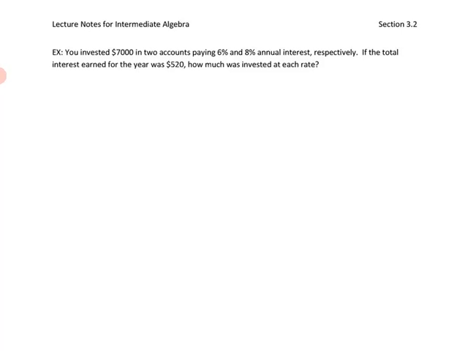Here's a problem of mixed investment. Let's say we are investing $7,000 in 2 accounts. One account pays 7% annual interest, the other pays 8% annual interest respectively. If the total interest for the year was $520, how much was invested at each rate?